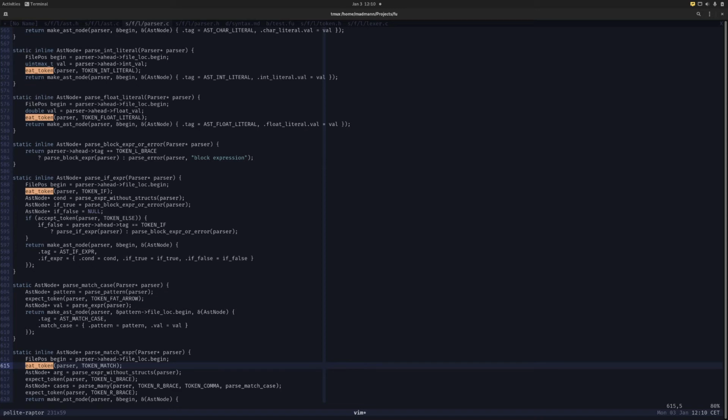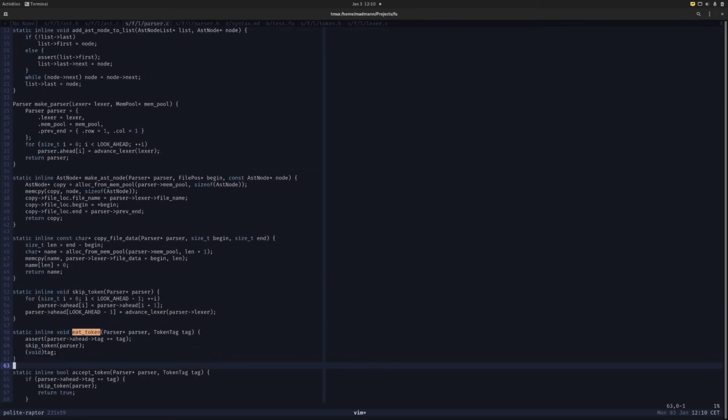If I go to the definition of eat token, I'm going to see that all it does is check that the token that we currently have is the one I'm passing, and I'm skipping it. And then I also have this void here to avoid warnings in release mode, because the tag would not be used because the assert would be gone.